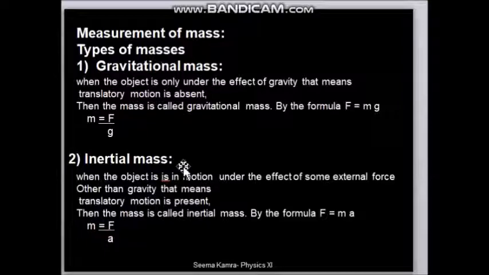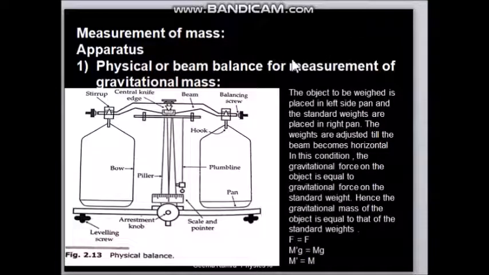Now we will be having some apparatus for measurement of the mass. Let us proceed to these apparatus. Students, for the measurement of the mass, the first apparatus is physical balance. This is the diagram. Physical or beam balance is also its name. It's a kind of simple balance which is generally used in shops.